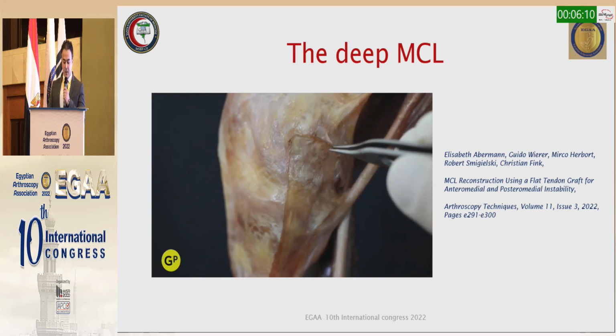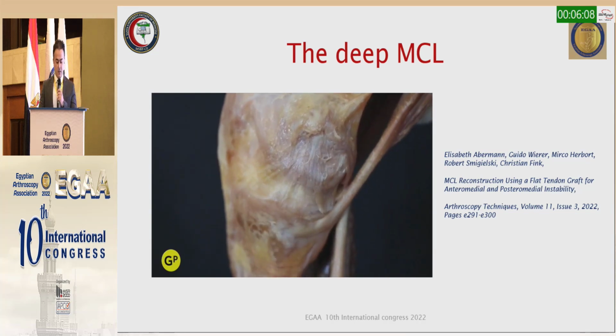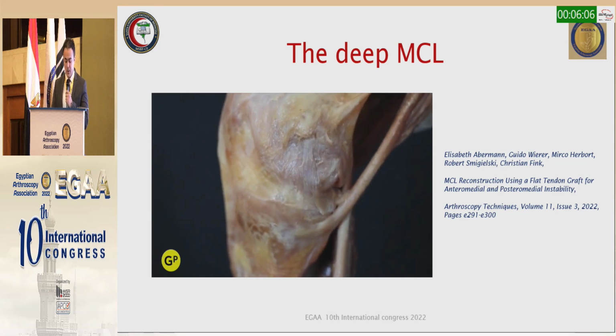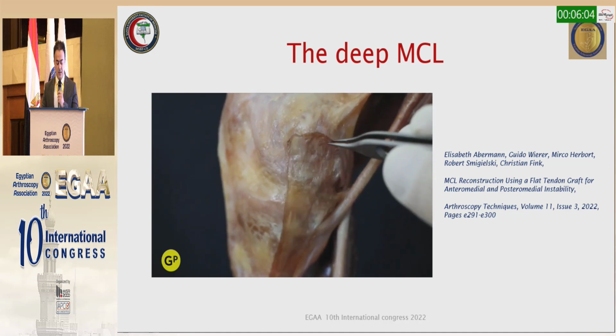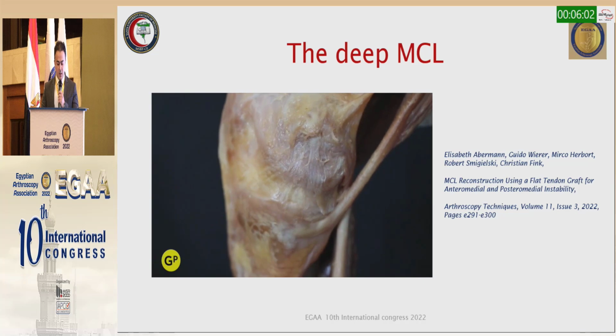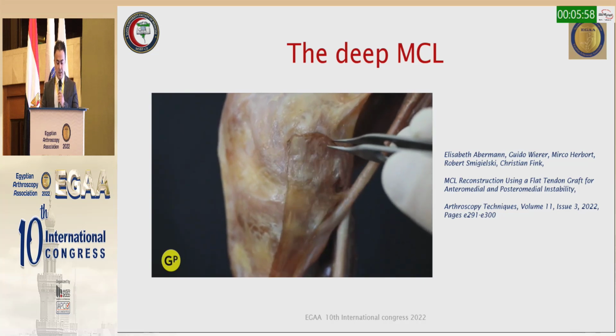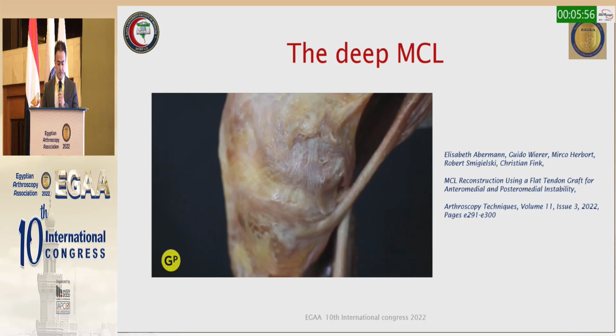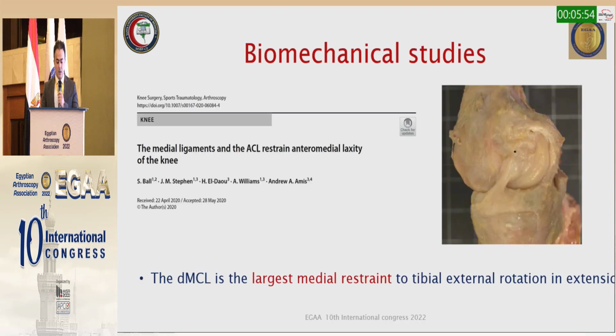This is a nice cadaveric dissection in motion done by the Christian Fink group in Austria that shows that the deep MCL tightens in external rotation, thus acting as a primary restraint to tibial rotation in the absence of the superficial MCL. These dissection studies were followed by biomechanical studies that also concluded the same results, that the deep MCL was the largest medial restraint to tibial external rotation.